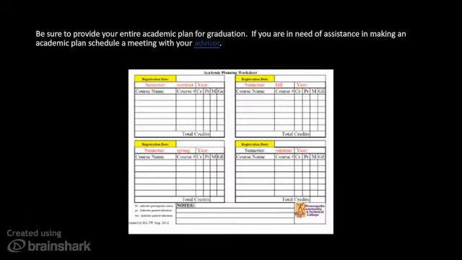In the third and final page of your appeal, you will find an academic planning worksheet for 4 semesters. Be sure to provide your entire academic plan for graduation. If you are in need of assistance in making an academic plan, please schedule a meeting with your advisor. The link on this slide will lead you to advising information. Counseling and advising is located at T2500, and an appointment can be made by calling 612-659-6700.